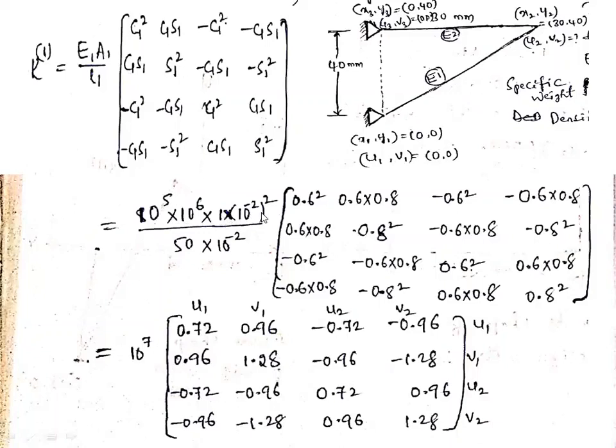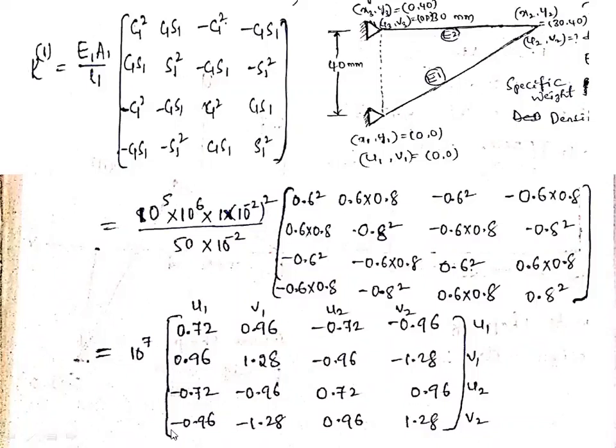It is converted to meters, meter square, therefore 10 power minus 2 and whole square, divided by the length, which you should convert to meters, that is equal to 50 into 10 power minus 2. So this is EA by L1. Therefore C1 is known as well as S1: C1 is 0.6 and S1 is 0.8. Substituted in this formula, you will get the element stiffness matrix like this.